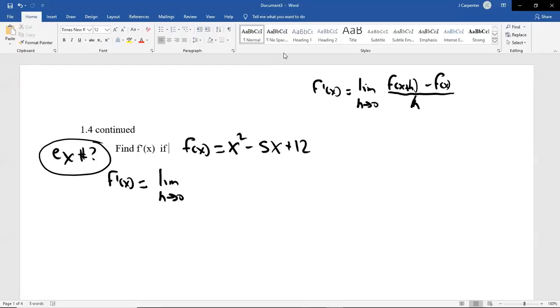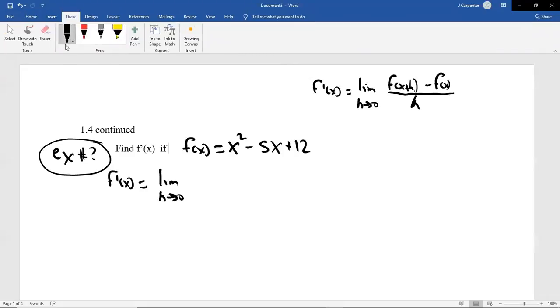This is fun. All right, so f of x plus h, that's where we're turning these x's into x plus h's. So I'll show that with color. And it looks like my marker is defaulting back to black like it should. So that's nice. Let's see how long that takes to fail. So we'll go x plus h squared, then minus 5 times x plus h plus 12. And I'll show the x plus h's in red.